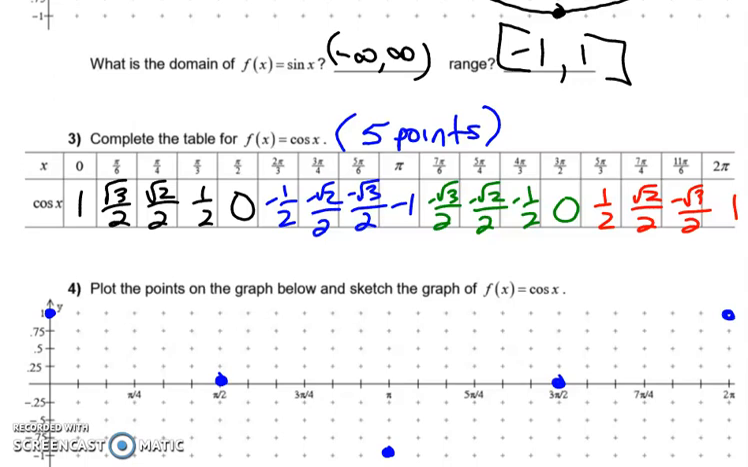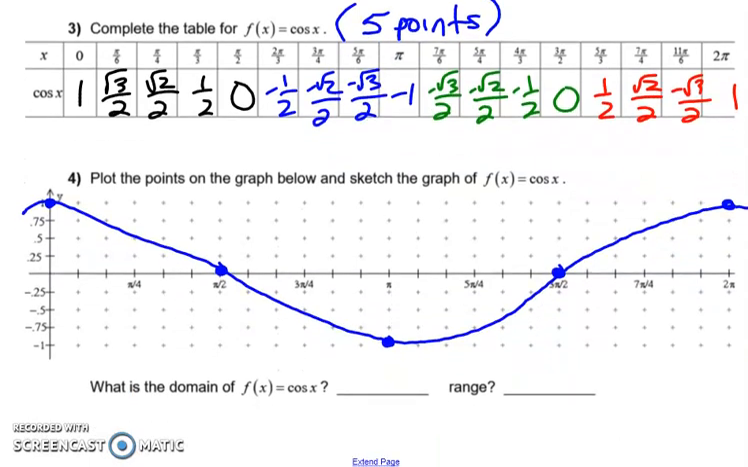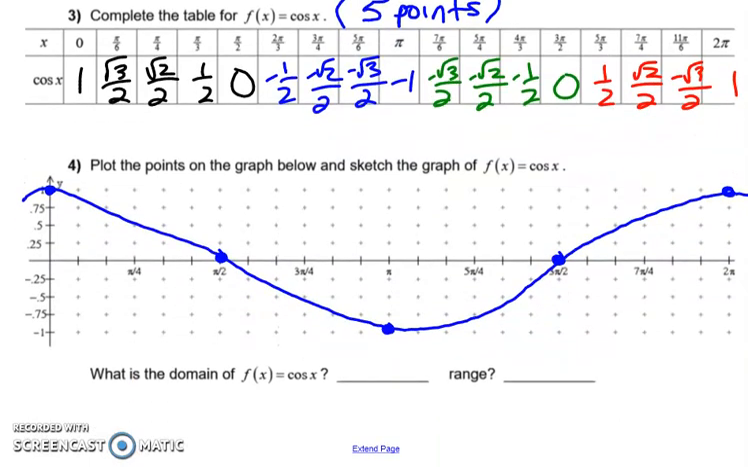So again, this is a curve. It's not a V. It's not pointy. It's curved at these values, and it is continuous. So it's not a stopping point, which means our domain for cosine is still negative infinity to infinity, and our range, the bottom is still negative 1 with the bracket, and the top is still 1.